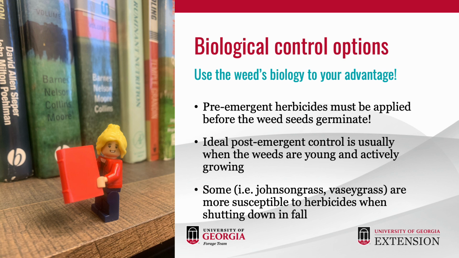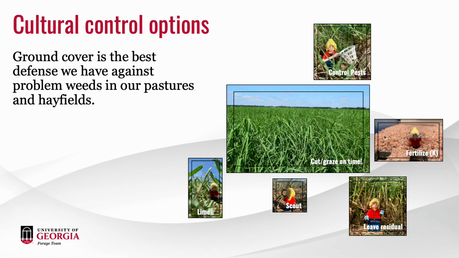And then some weeds that we would call rhizomatous weeds, like Johnson grass or Vasey grass, are going to be more susceptible to herbicides when they're starting to shut down in the fall. And so that's going to be kind of late August, early September for a lot of us in the deep south here. And so it's not saying that we can't get some control earlier in the year, but we're just going to get much better control when Mother Nature is working with us.